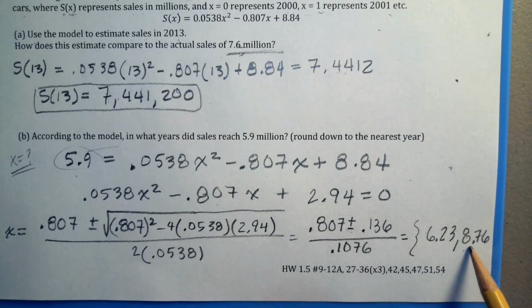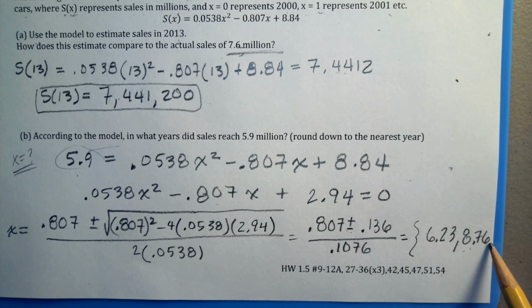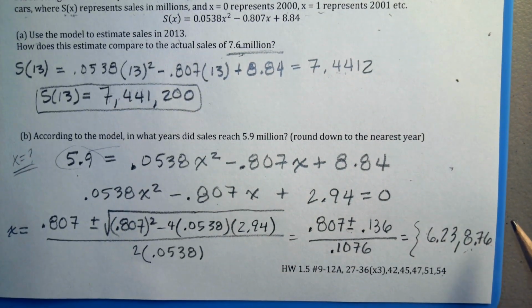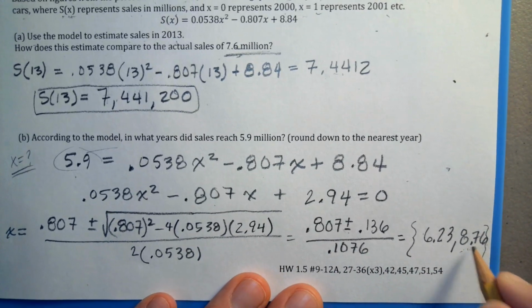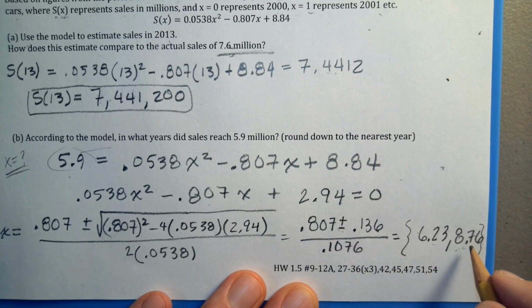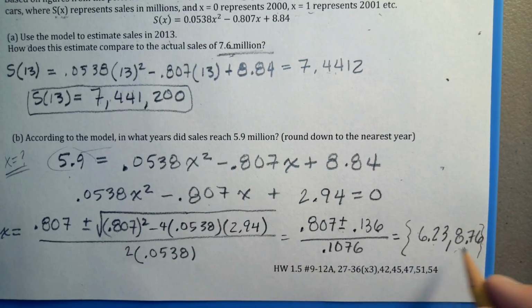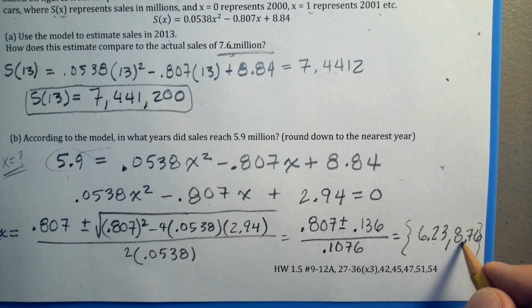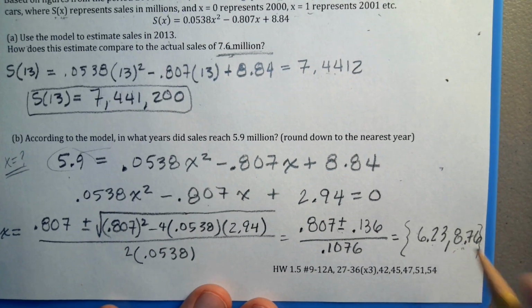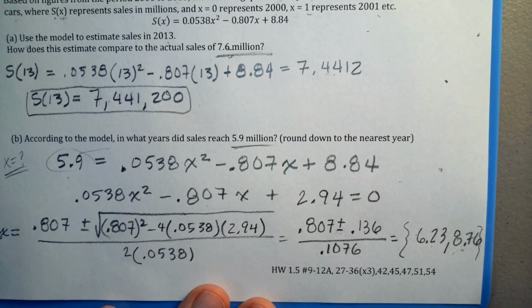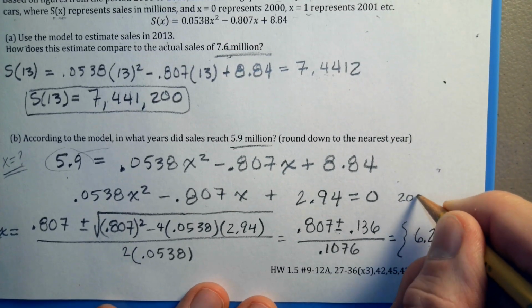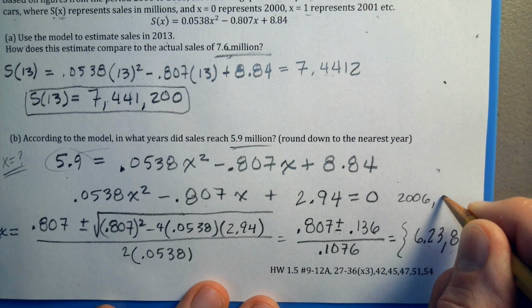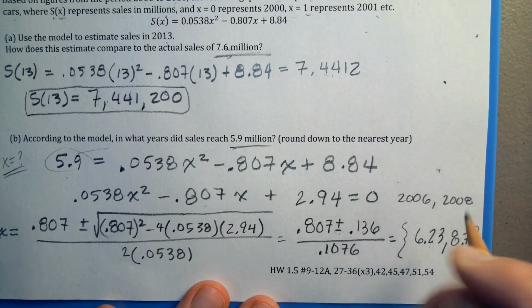All right, so because it's in the 8th year, it's 8.79, almost the 9th year, but we don't want to go up. We want to say, when did it reach it? So it's kind of a wacky question. We want to think of this as 6 going down, and this is 8. So in the 6th year and the 8th year is when we reached our goal of 5.9. So we'd say 2006, and then we'd say 2008.